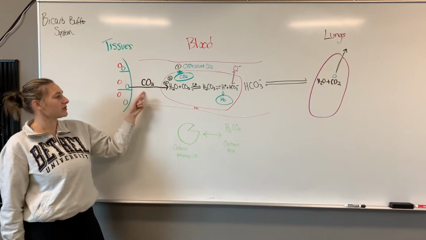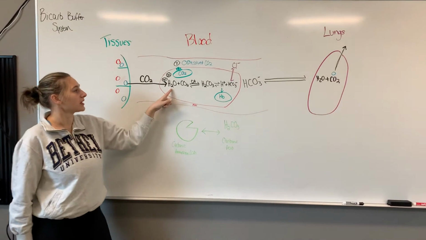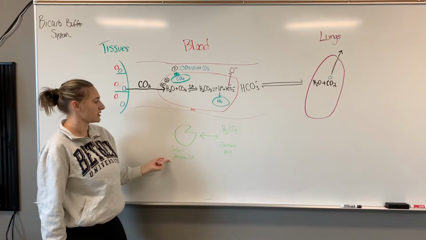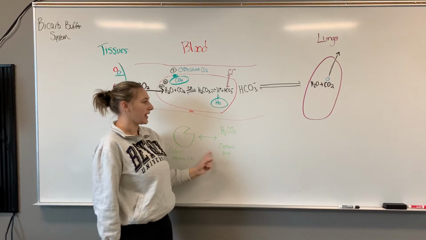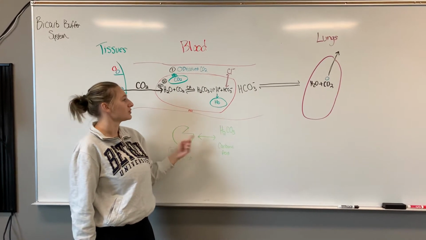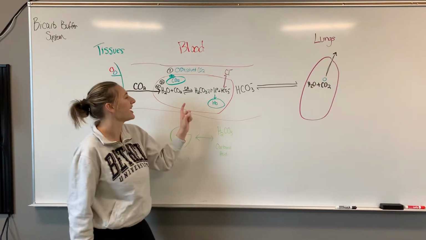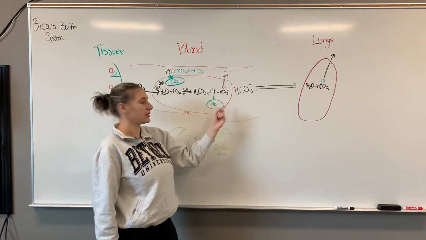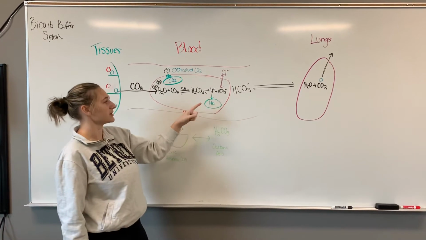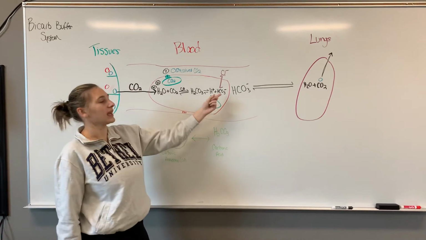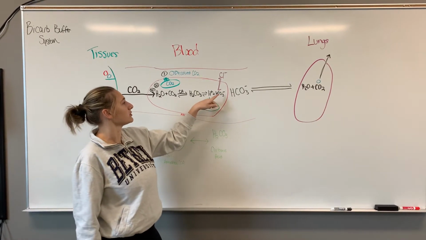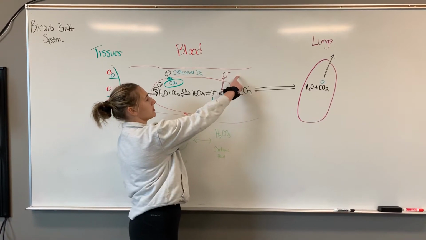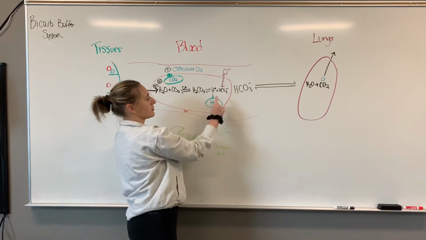It's going to go into your red blood cell, combine with H2O, and then an enzyme called carbonic anhydrase is going to turn it into carbonic acid, or H2CO3, and then it's going to dissociate into H+ and HCO3-, or bicarb. The H+ is going to attach to a hemoglobin, and the HCO3- is going to do a chloride shift. So the HCO3- is going to go out into the plasma, and chloride is going to come into your red blood cell.